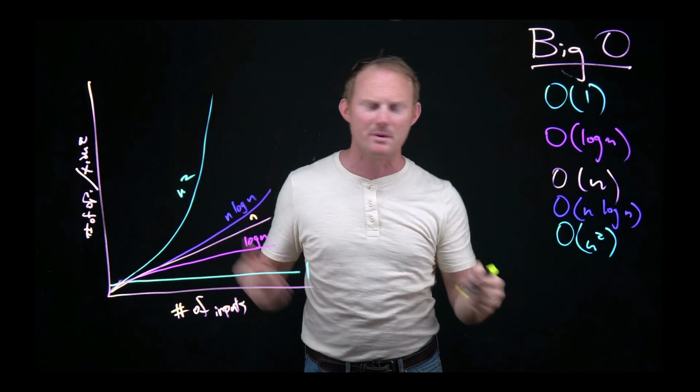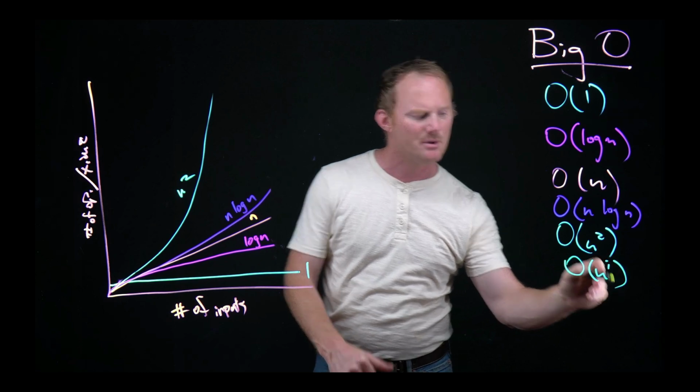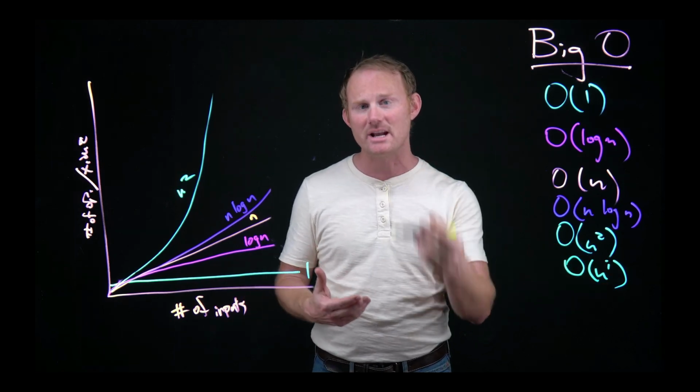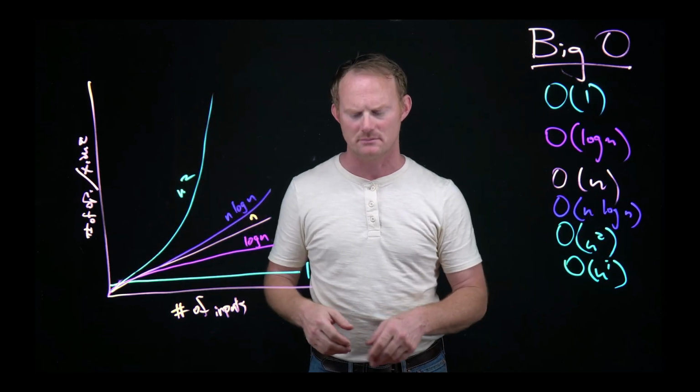Another one that I'm not going to put up here because it's pretty self-explanatory and it's not all that common, I'm going to put n to the ith power. Every time you nest a loop, so if you have 3 nested loops, that's going to be n to the third. It will just create a sharper parabola.